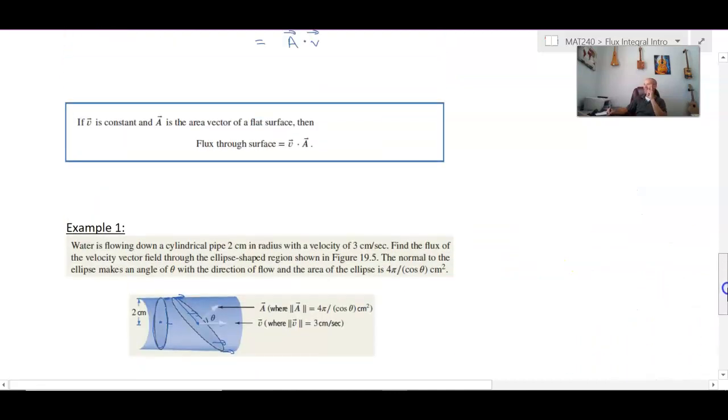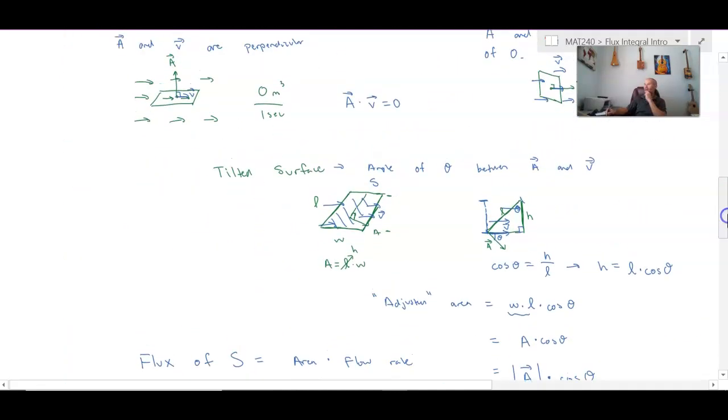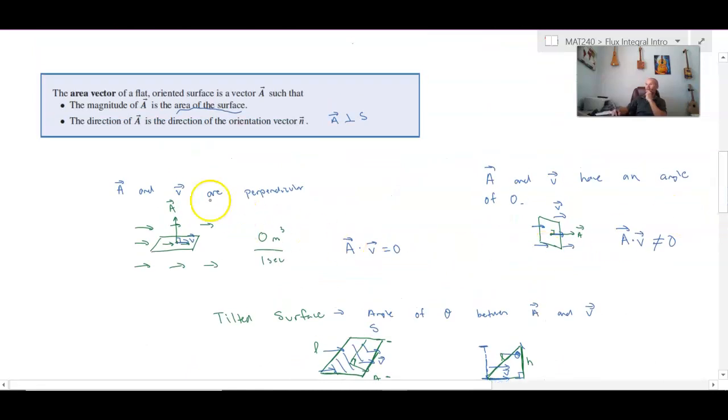Now, one last thing to see why this makes sense. If back here we said that if A and V are perpendicular, there's going to be a flow rate of 0 cubic meters per second. Well, now let's think about it in terms of the formula. It's going to be the magnitude of A times the magnitude of V times cosine of theta. Well, the dot product between A and V is 0. A dotted with V is equal to mag A times mag V times cosine theta. But here we have cosine of 90 degrees, which is equal to 0.